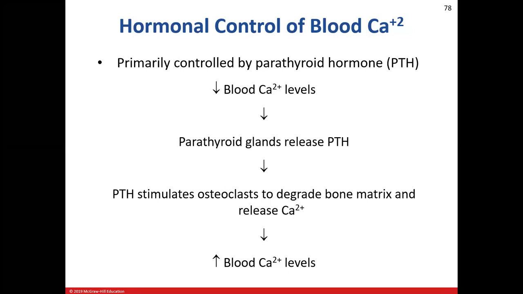This PTH stimulates our osteoclasts, and those osteoclasts begin to come in and break down bone tissue and degrade the bone matrix. As our bodies do this, it begins to release calcium back into the bloodstream. And as calcium is released back into the bloodstream, we'll see that our blood calcium levels begin to increase.